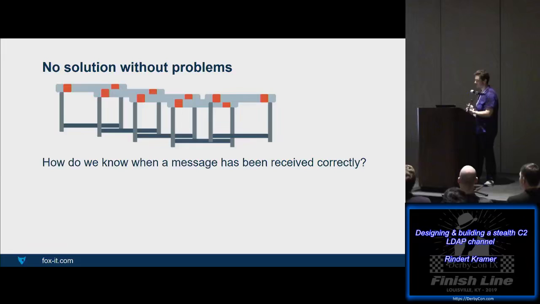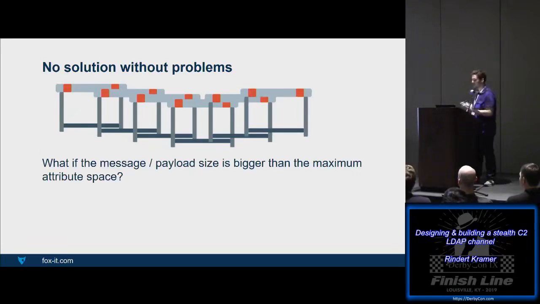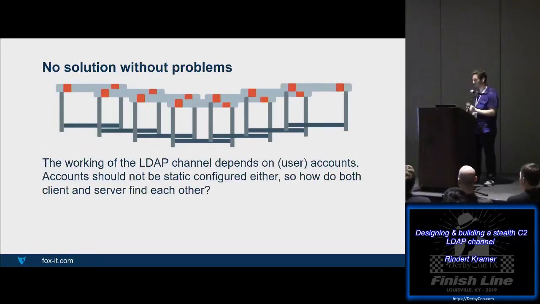And how do we know if and when a message has been received correctly and if the integrity is maintained and stuff like that? And what if the message or the payload size is bigger than the maximum attribute space? And the last one, the whole LDAP channel depends on working user accounts. And I didn't want to configure user accounts statically. So how do both client and server, Alice and Bob basically, find each other independently?